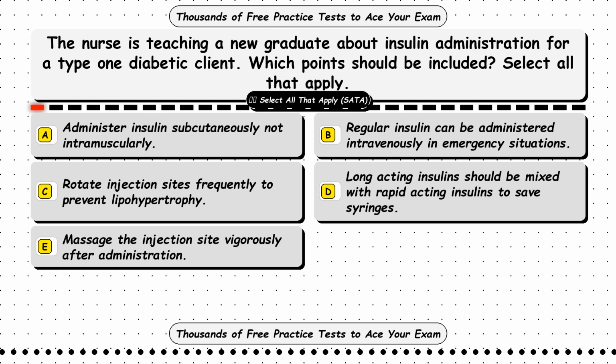Question 89. The nurse is teaching a new graduate about insulin administration for a type 1 diabetic client. Which points should be included? Select all that apply. Option A. Administer insulin subcutaneously, not intramuscularly. Option B. Regular insulin can be administered intravenously in emergency situations. Option C. Rotate injection sites frequently to prevent lipohypertrophy. Option D. Long-acting insulins should be mixed with rapid-acting insulins to save syringes. Option E. Massage the injection site vigorously after administration.